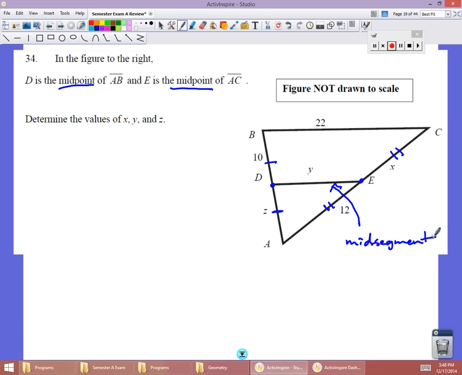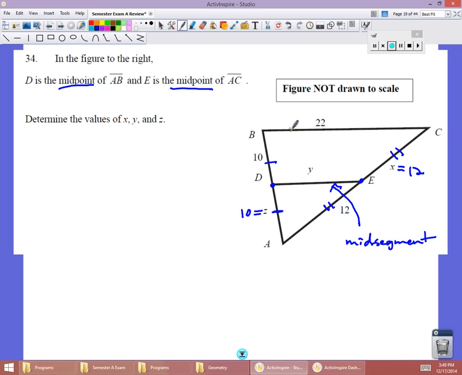Okay, and so when it says determine the values of x, y, and z. Since we mark these two congruent, if this side is 10, then z here has to be 10. Also, since this side is split in half, if this side is 12, then x has to be equal to 12. And then finally, the last side, this is 22.